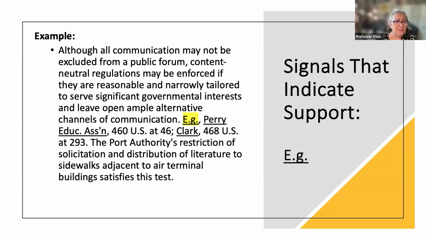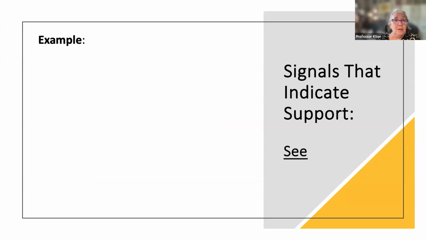Note that for the majority of these examples, I'm using underlining just so that you can see it better. And so you can see that with most of these signals, the comma is not italicized or underlined. So that's why the cases are underlined. You can also use see, e.g., and that would mean that the case doesn't stand directly for the proposition, but that the cases indicate that proposition.